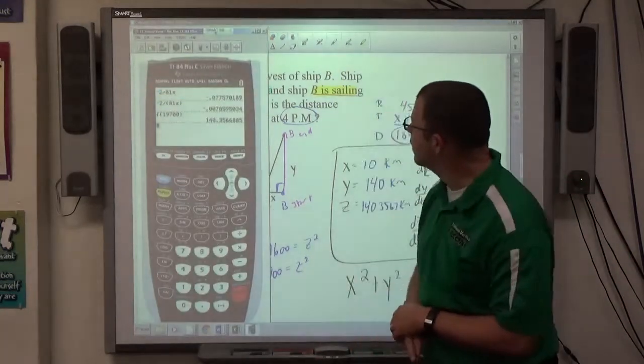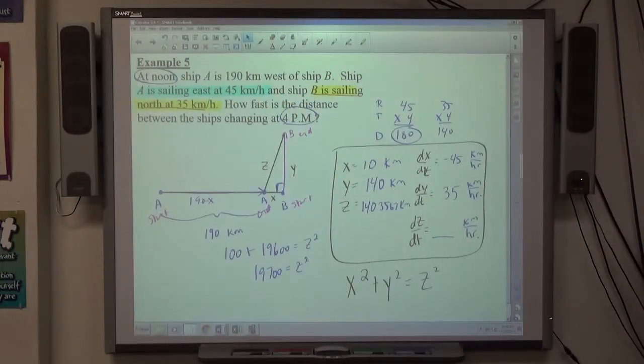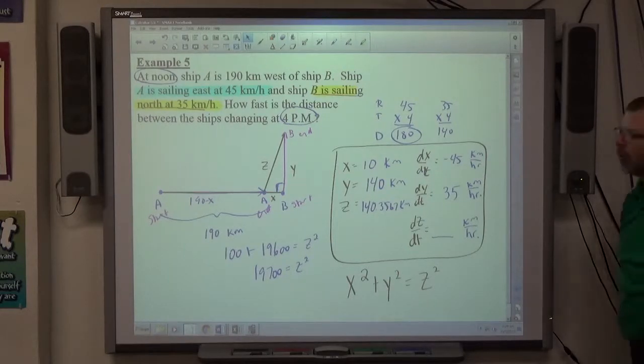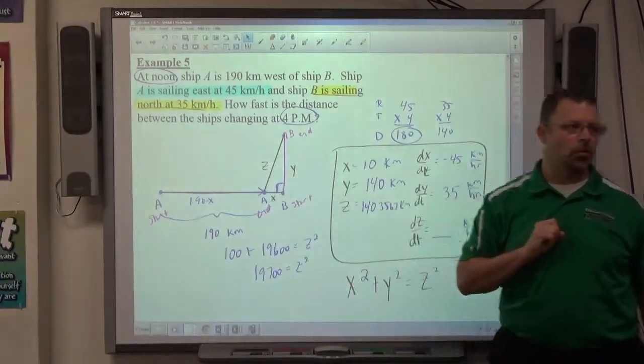Said 3567. 3567. All right, we go 4 decimal places. 140.3567 kilometers. Almost exactly the same as 140, right? Which seems reasonable because we're almost here, right? So those should be close to the same number, but not quite the same.